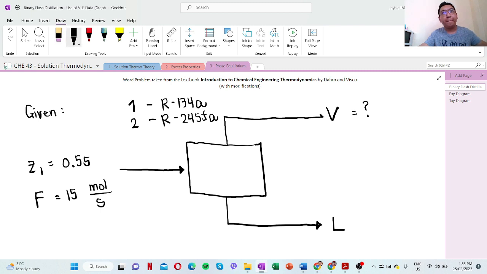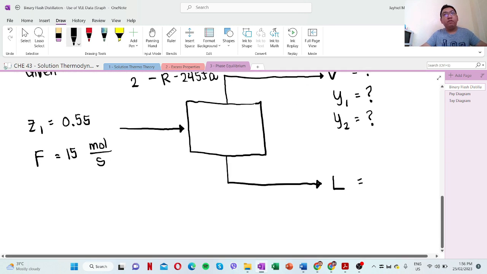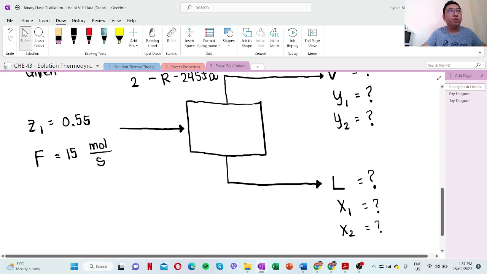Okay, this one. For V1, we need to know the vapor phase mole fraction of refrigerant 1, and of course, you will also know the mole fraction of refrigerant number 2. And then, for the liquid phase, we also need to know this one, and basically we will get the values of X1 and X2 later. So, Z1 and Z2: the Z2 here is basically 1 minus Z1, that's basically 0.45. So I'll just place that one here, and then let us write Z2.